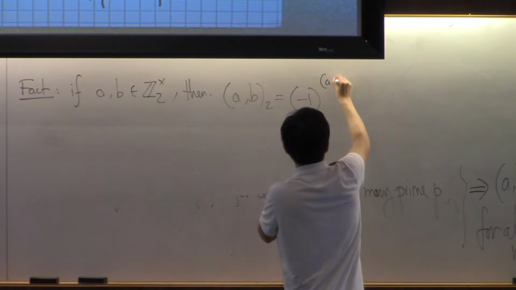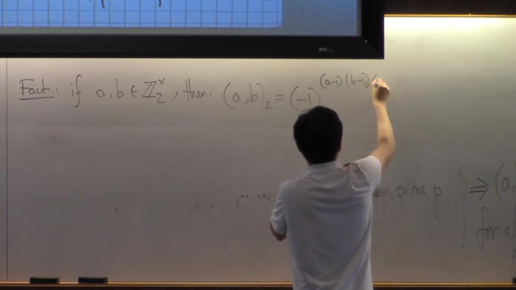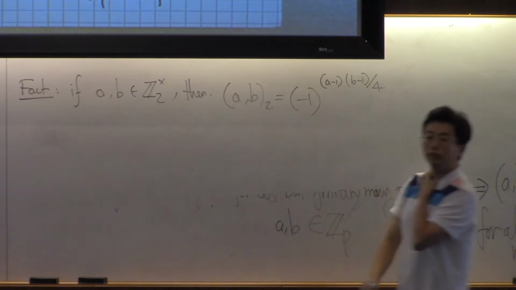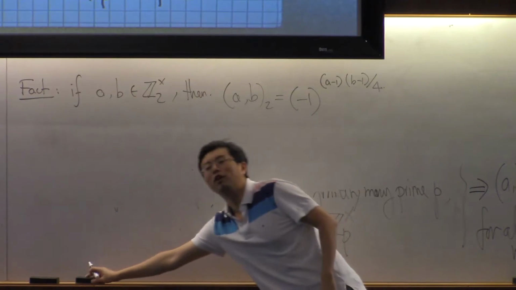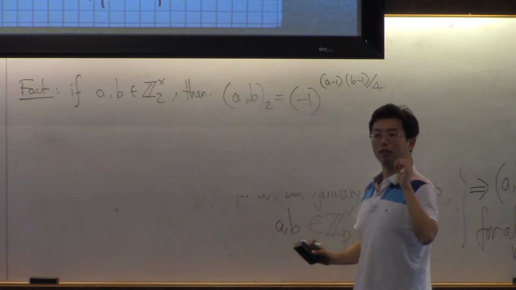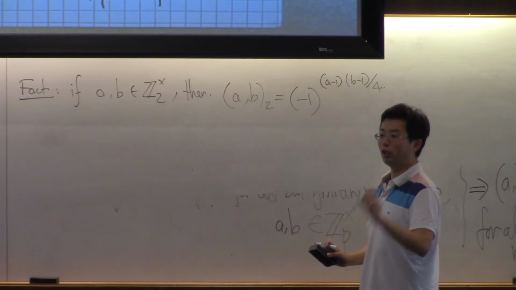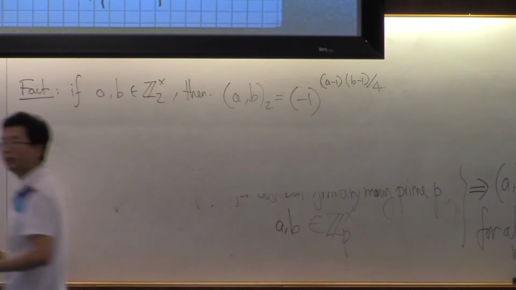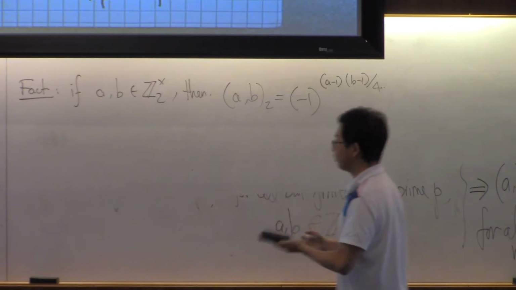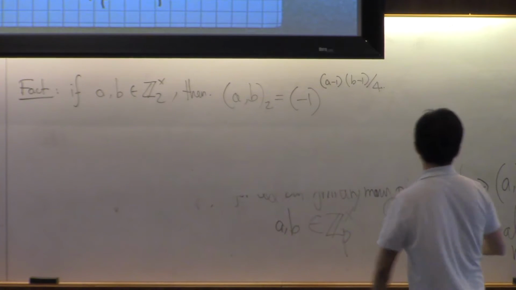So the best way is to write it like this. If one of them is congruent to 1 mod 4, the Hilbert symbol is 1. If both of them are congruent to 3 modulo 4, the Hilbert symbol is negative 1.